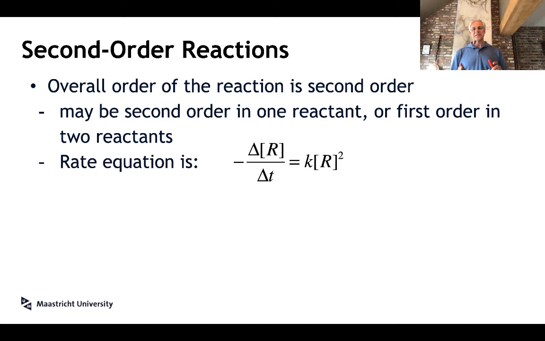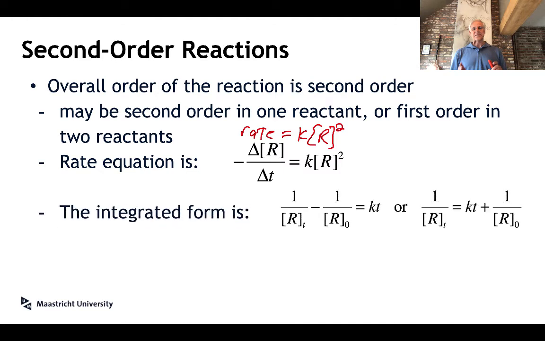So our rate equation here would be negative change in R over change in t is equal to k R squared. And again, all this says is that rate is equal to k times the concentration of R squared. Okay, so that's all that is. Remember that delta R over delta t is just rate. We do the integrated form, a little magic there, and we have our integrated form.